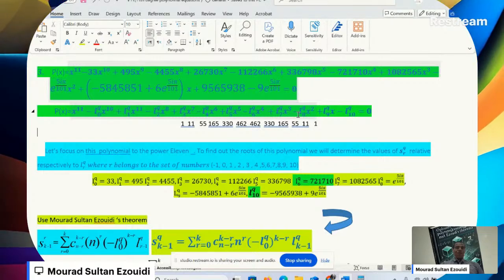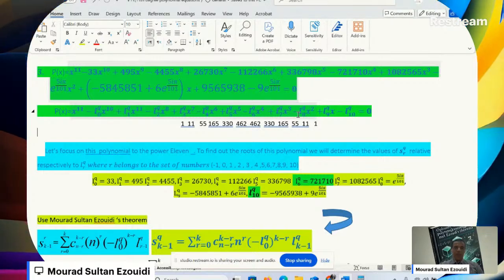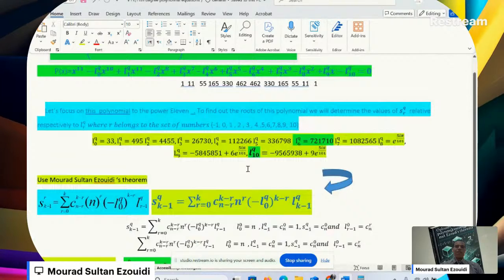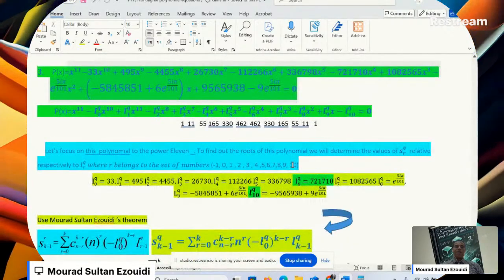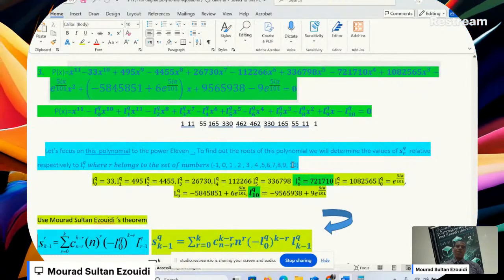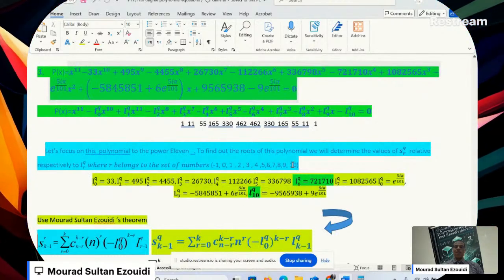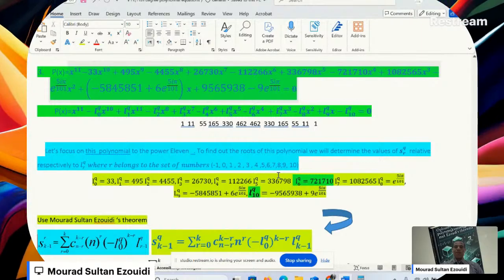So let's now figure out the value of S_{-1}. It's very easy here, my learners. S_{-1} is going to be equal to 1. Okay, this is by convention, according to my theorem.